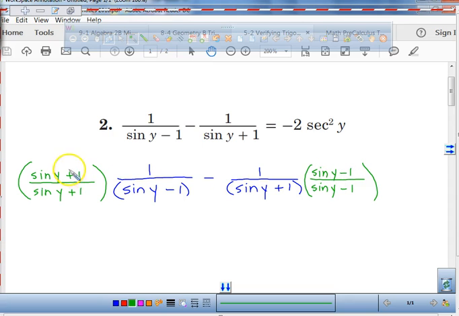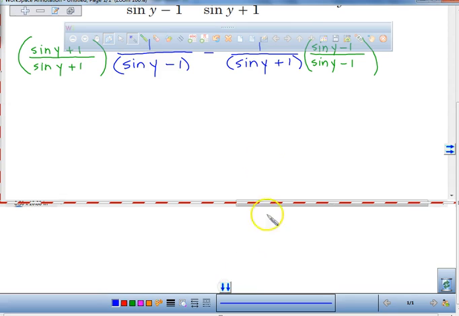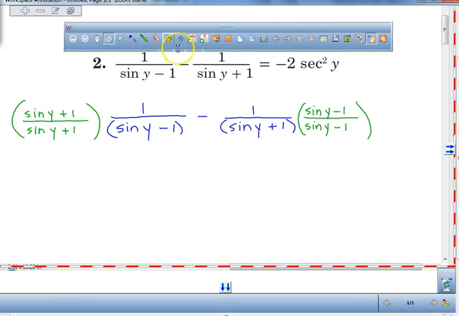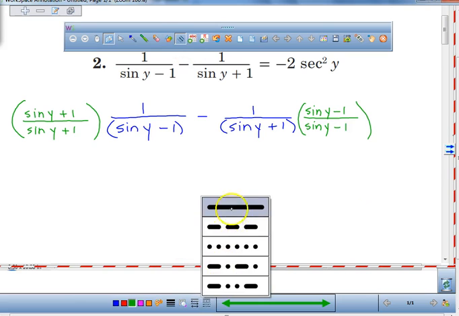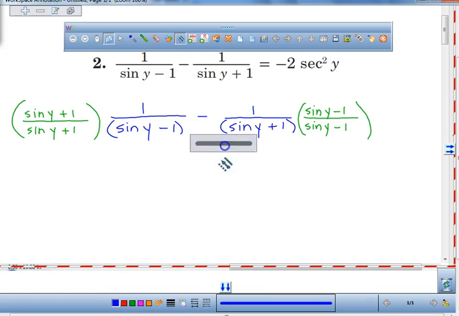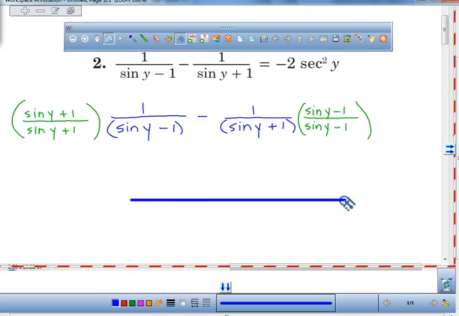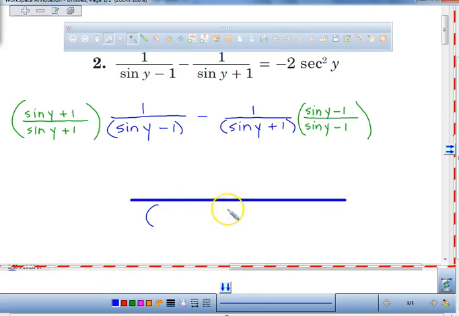Now, whenever you're doing this, realize this technically is equal to the number 1. Whenever you're multiplying a number by 1, you're not changing the value, but we're just changing the way it looks. So let's think about what our final denominator is going to be. What's our final common denominator going to be? It's going to be the sine of y plus 1 times the sine of y minus 1. That's our common denominator right now.